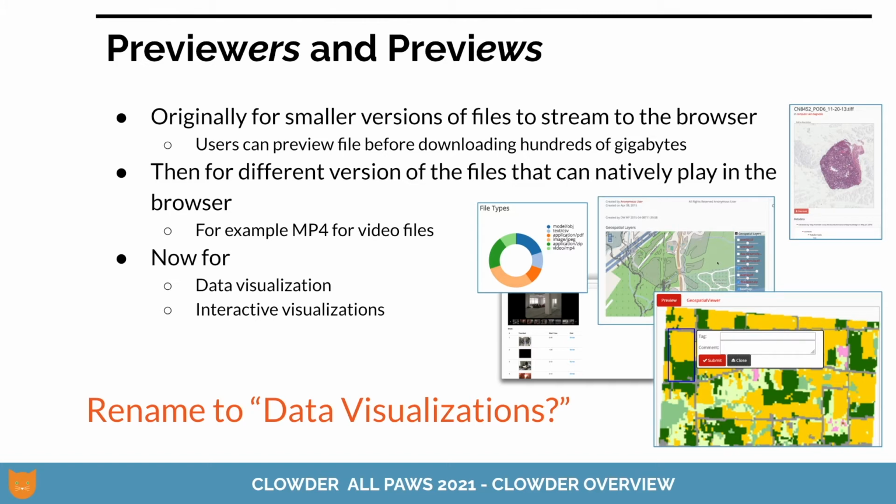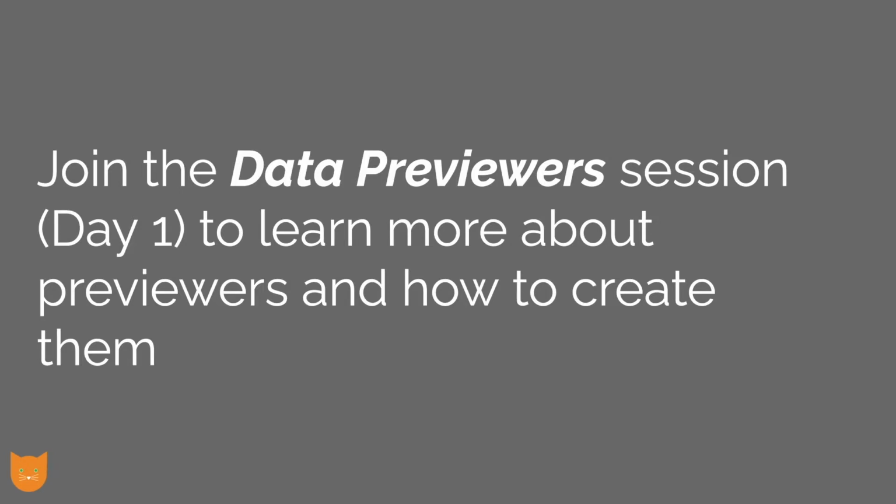It could also be used for adding information to the file. For example, in the case of an image, the image previewer lets users select a portion of the image by clicking and dragging, and then add a tag and comment to that section that gets indexed like any other tag or comment on a file. All it takes to create simple previewers is the knowledge of basic JavaScript. As with extractors, any web API endpoint is available to the previewer. Please join the data previewer sessions later today, day 1, to learn more about previewers and how to create them.